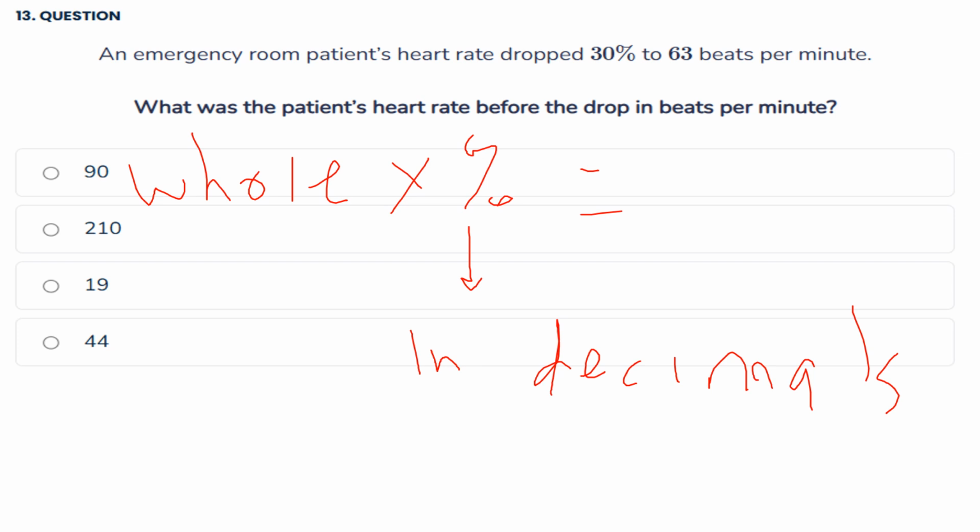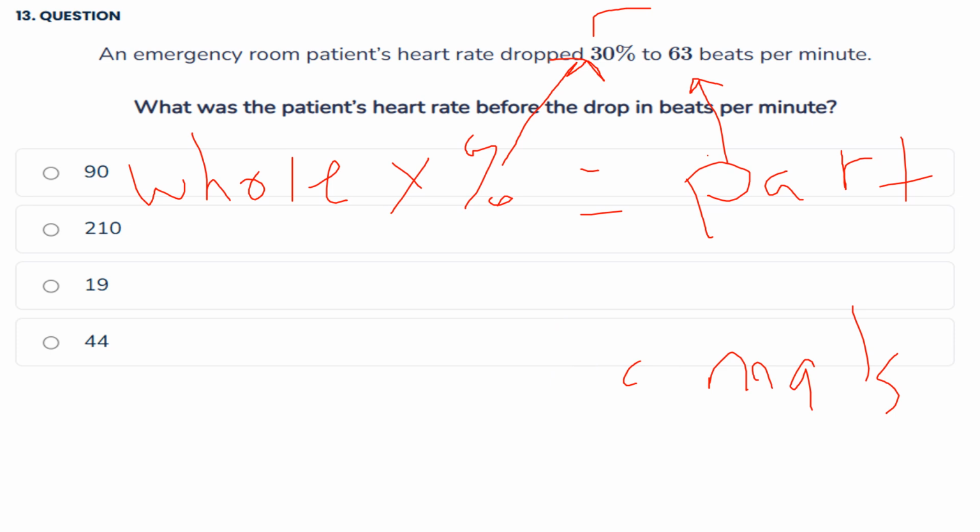And that equals the part. So what numbers do I have from this equation to solve whatever the original beats per minute was? So I have the percentage, sort of, and I have the part. So I need to figure out what that whole number is, or what the whole is. And to do that, I need to get whole on the side by itself.